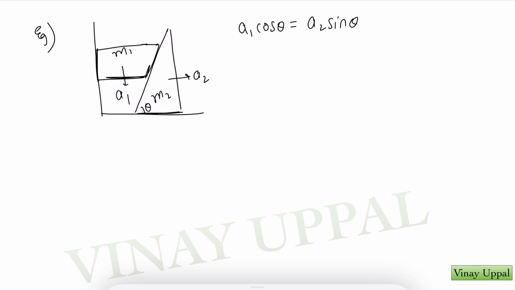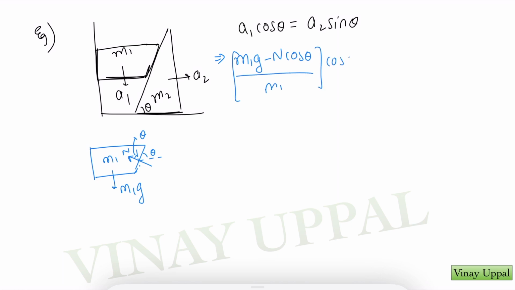Now I'll express a1 and a2 in terms of the common normal force between the two. On the top wedge, on m1, I'll have the normal force this way. This angle is theta. So can I write that a1 is equal to m1g minus the vertical component of normal force, N cos theta, divided by m1. I'm just substituting it directly in a1. This is the way to do it in the exam. Always write the constraint equation first, and then express all the accelerations in terms of the normal force.